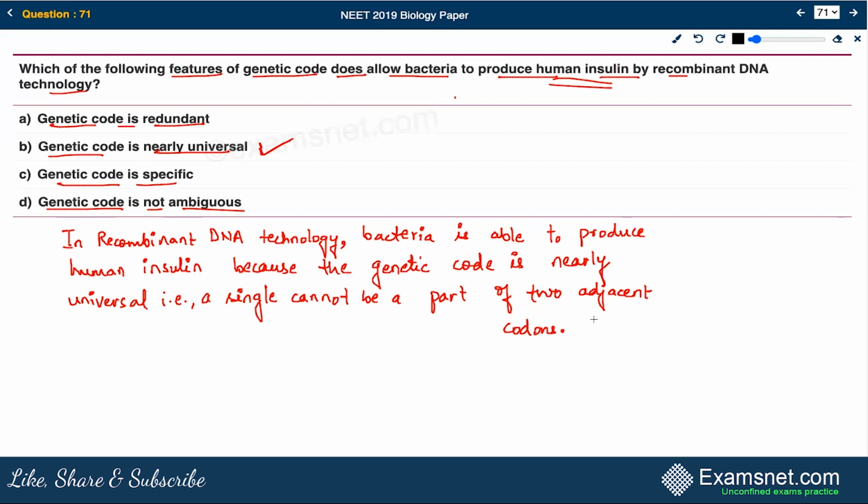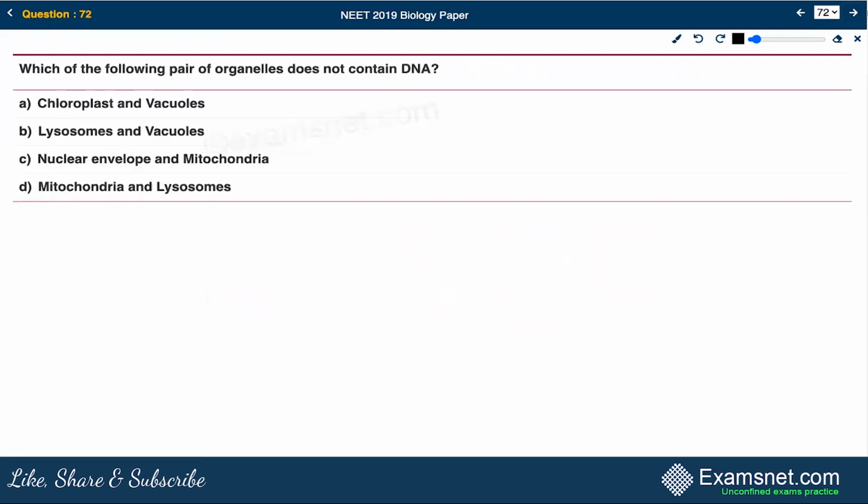All right. Now, the next question is question number 72. Question number 72 says which of the following pair of organelles does not contain DNA? All right. Let me tell you that organelles also contain the genetic material, and that is DNA. And if you look into the different options like chloroplast and vacuole, then lysosome and vacuoles, nuclear envelope and mitochondria and lysosome. Now, let me tell you that out of all these options that has been given over here, mitochondria and chloroplast. All right.